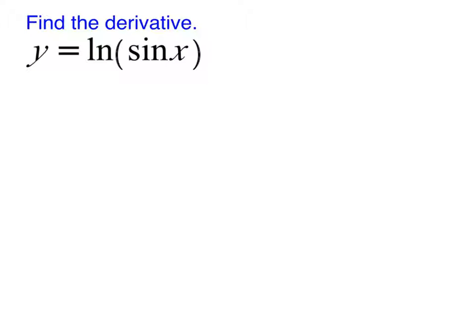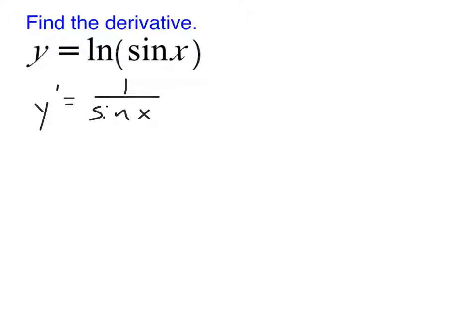Alright, so we're going to find the derivative of this one. I'm looking for y prime. Notice we have a chain rule situation: we have sine of x plugged into the natural log function. First we do the derivative of the outer function, the derivative of the natural log. We just saw that is 1 over whatever's on the inside of it. So that's going to be 1 over sine of x.